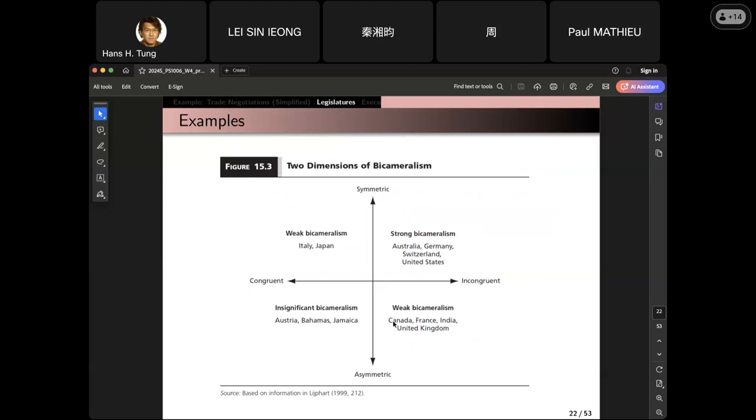So you have incongruent, like the UK, right? House of Commons versus House of Lords, and India, Canada, France too. So incongruent composition, but they are asymmetric, and therefore it's pretty weak.